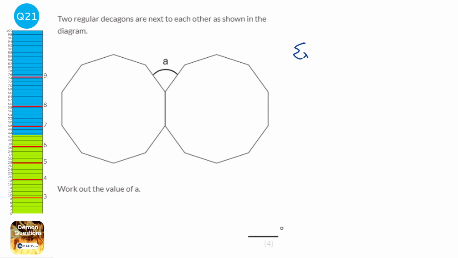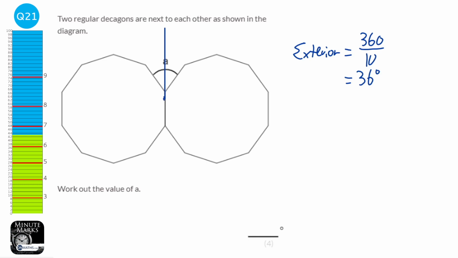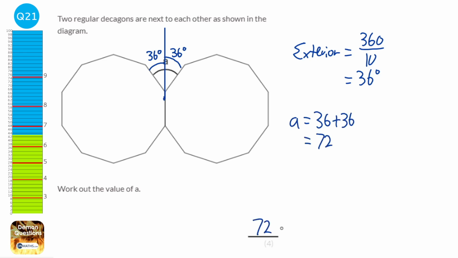To find the exterior angle of any polygon, we do 360 divided by the amount of sides. These are decagons, which means they have 10 sides. So the exterior angles will be 36 degrees. And the exterior angle is just an angle that kind of continues on. You just continue on from the side. So this one here is the exterior angle of the left-hand decagon. And this one here is the exterior angle on the right-hand decagon. So altogether, the angle A will be 36 plus 36, which will be 72. So our answer will be 72 degrees.